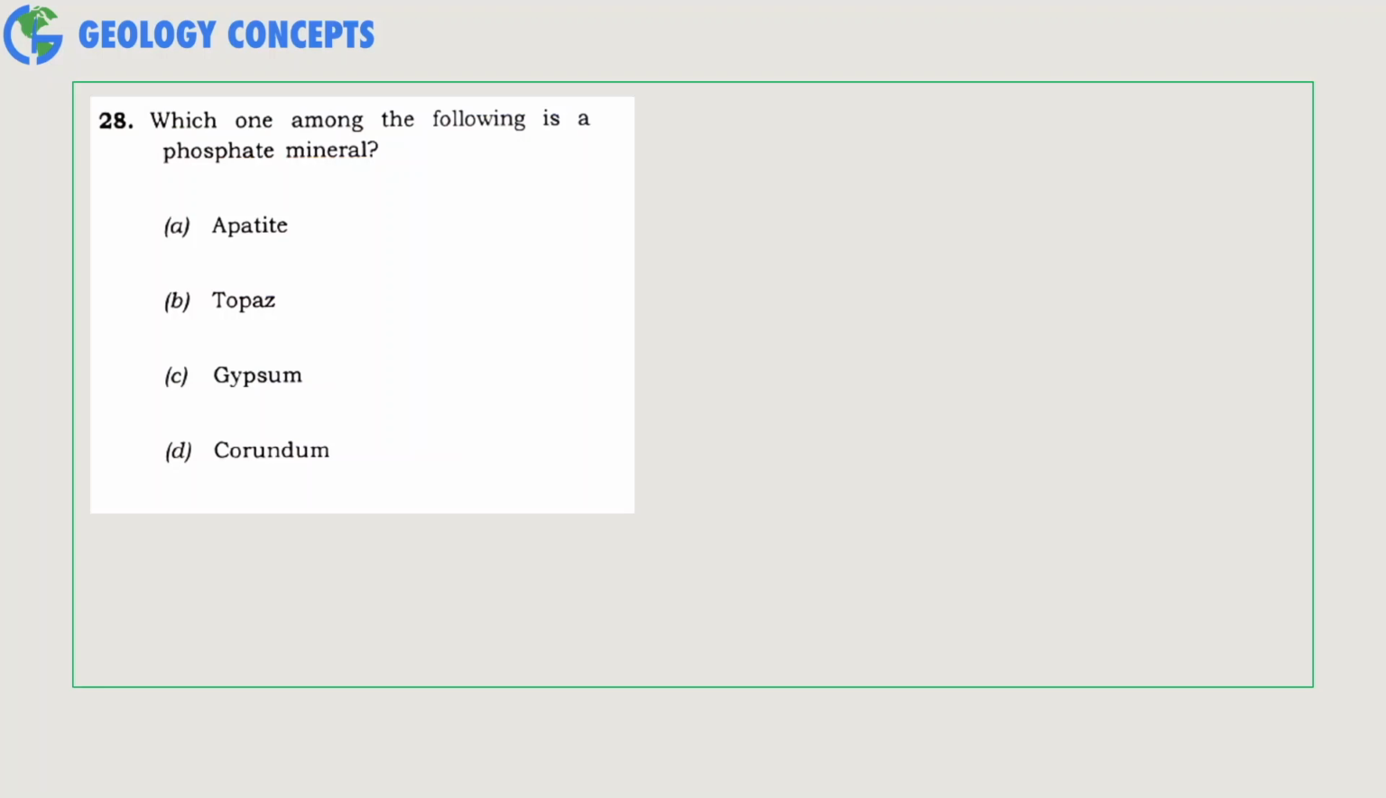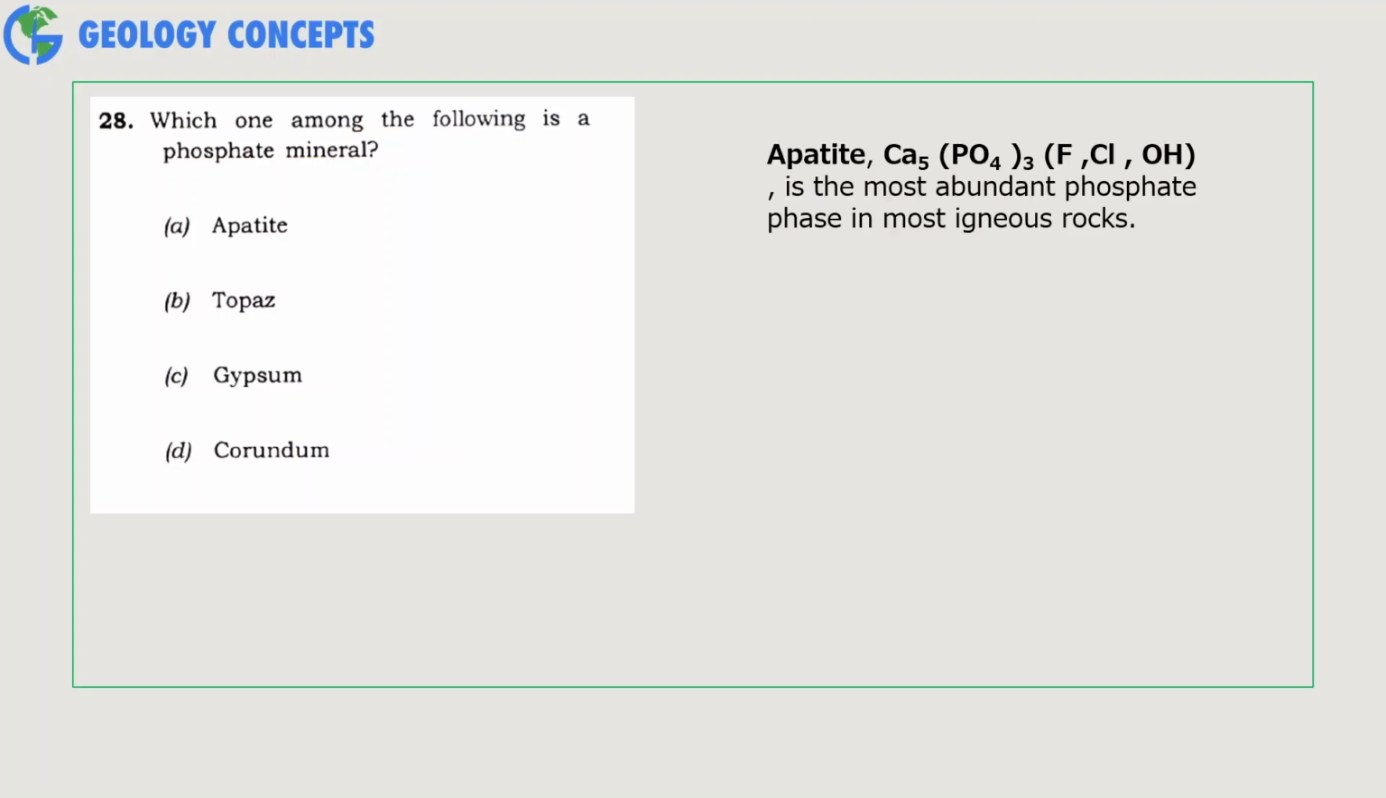Next question asks which one among the following is a phosphate mineral? As you know, apatite, with the chemical formula shown in the text, is the most abundant phosphate phase in most of the igneous rocks. So option A, apatite, will be the correct answer.